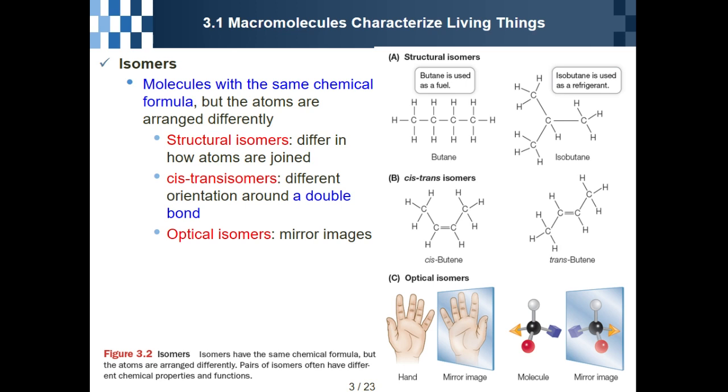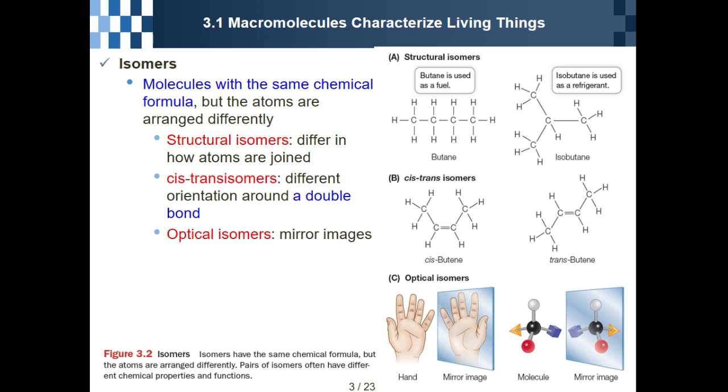There are 3 kinds of isomer. First one is structural isomer. Structural isomers differ in how atoms are joined. Their chemical composition and formula are the same, but the joining method, the arrangement, is different. So this is a structural isomer, and also there is the cis-trans isomer.